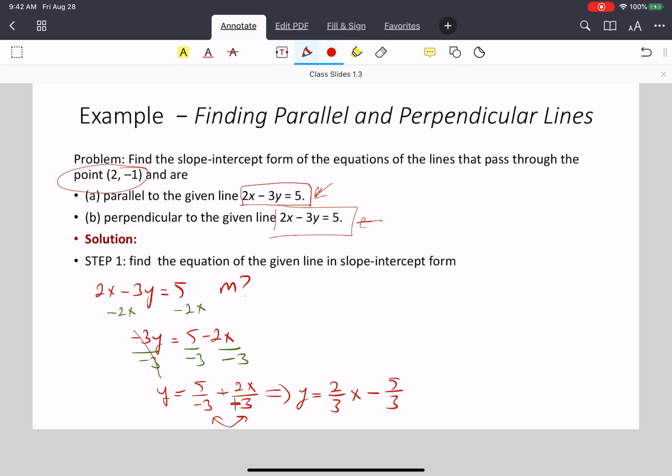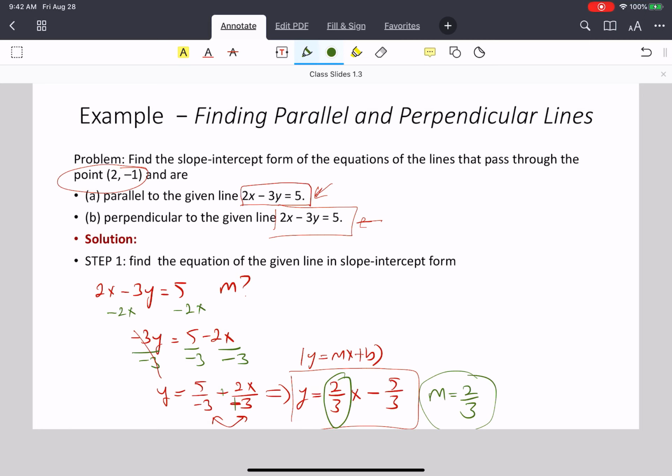Okay, so then what that means is this is the y equals mx plus b form of that given line. So could I tell the slope of this line then? Yes, the slope is whatever x is being multiplied by, so m equals 2 over 3.